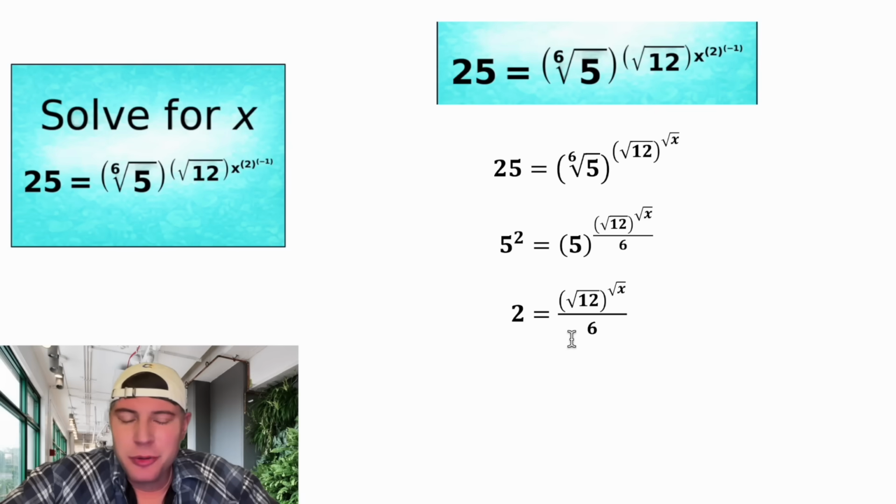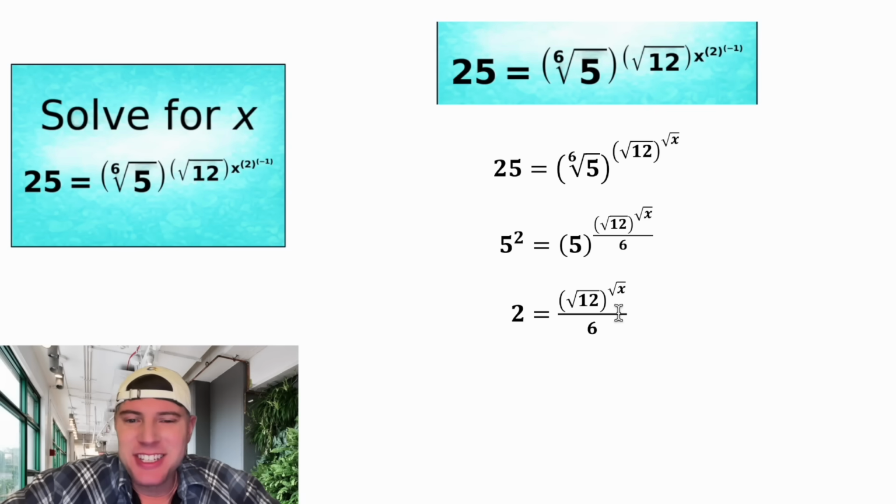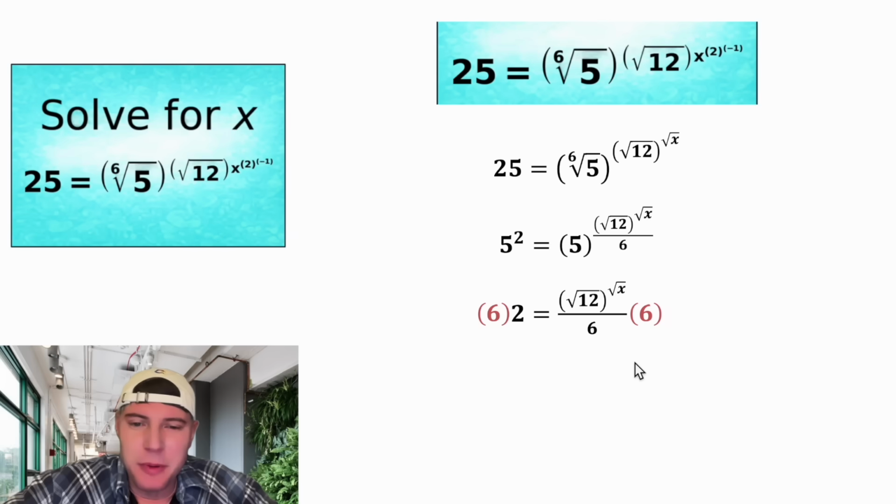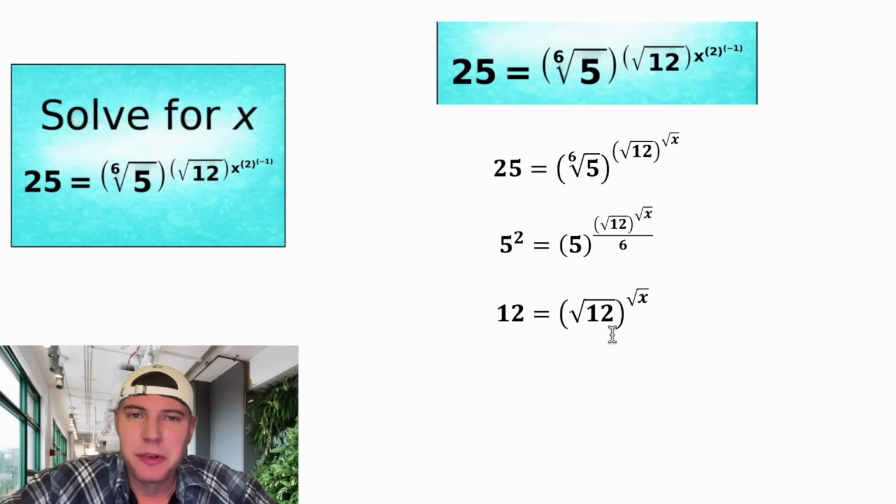So now we have 2 is equal to the square root of 12 to the power of the square root of x over 6. Next, to get rid of the denominator of 6, let's multiply both sides of the equation by 6. On the left-hand side, 6 times 2 is equal to 12. And on the right-hand side, this 6 and this 6 can cancel each other out. So now we have 12 is equal to the square root of 12 to the power of the square root of x. Now we can express each of these with a base of 12.